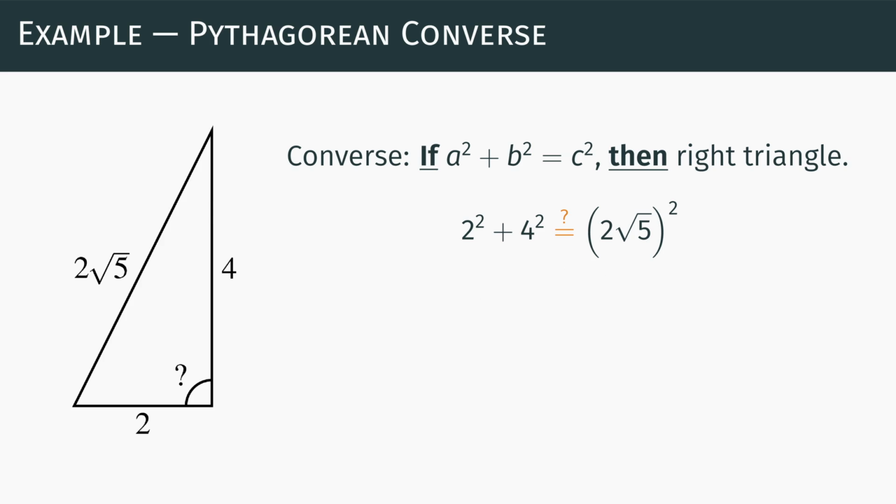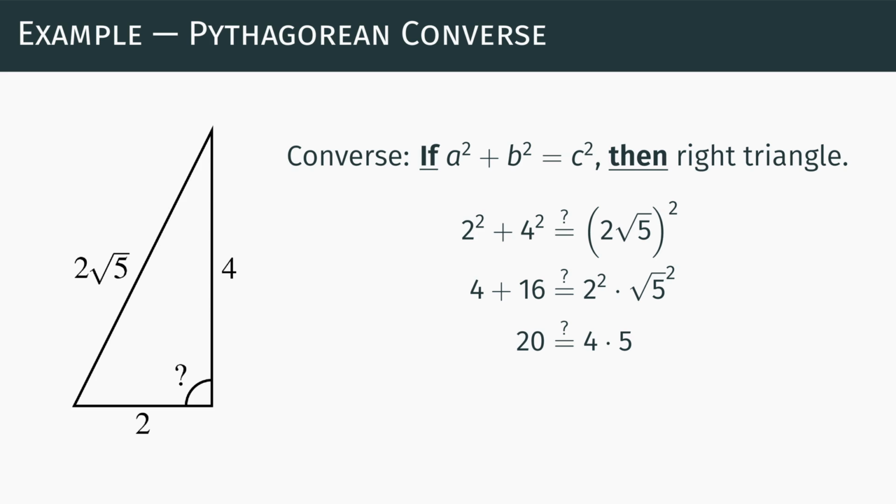So moving forward with this, what's 2 squared? That's 4. 4 squared? That's 16. And then 2 root 5 squared, well, we can put that square onto the 2 and the root 5, so we've got 2 squared times root 5 squared. 4 plus 16, that makes 20. 2 squared, that's 4. Root 5 squared is 5, right? You square a square root, you get what's underneath the square root.